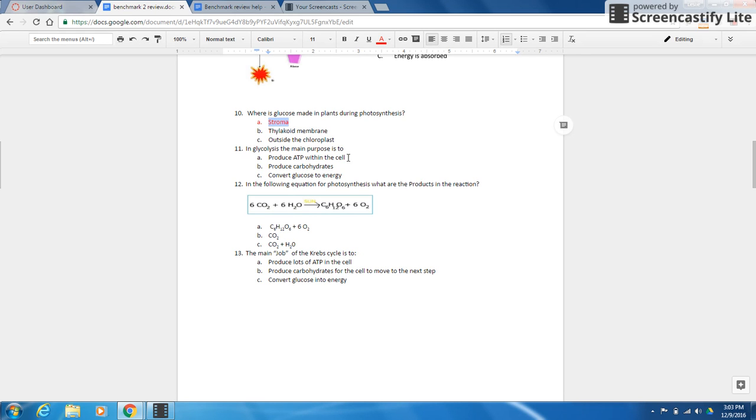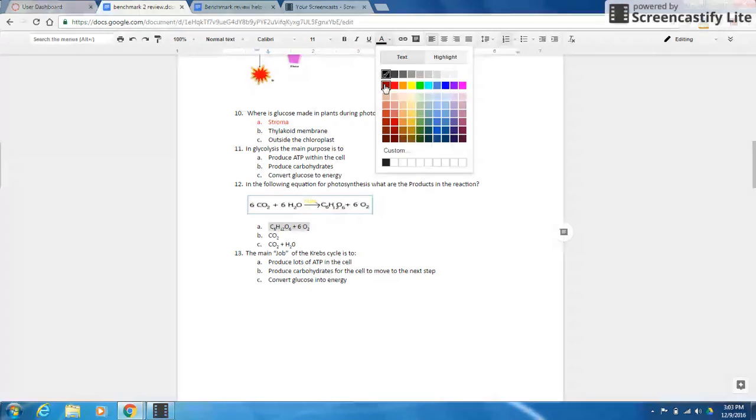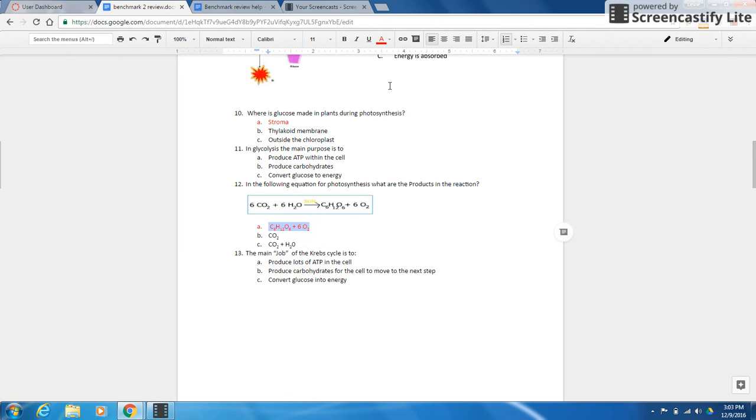12. In the following equation for photosynthesis, what are the products and what are the reactants? Now, we've talked about this, and we've talked about this. Our products are always going to be on the right side. Our reactants will always be on the left side. Okay, so therefore, with that being said, all I have to do is look and say, okay, my products are on the right side. So I have no other choice than for this to be here and to be A.